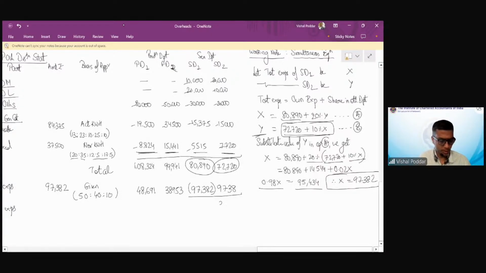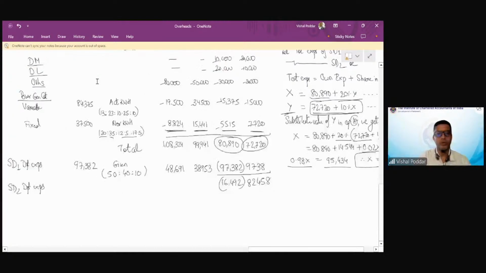So this total is coming to 82458. This is now getting negative. How much? 97382 minus 80890. So it is 16492 negative. Now I will distribute this 82458.